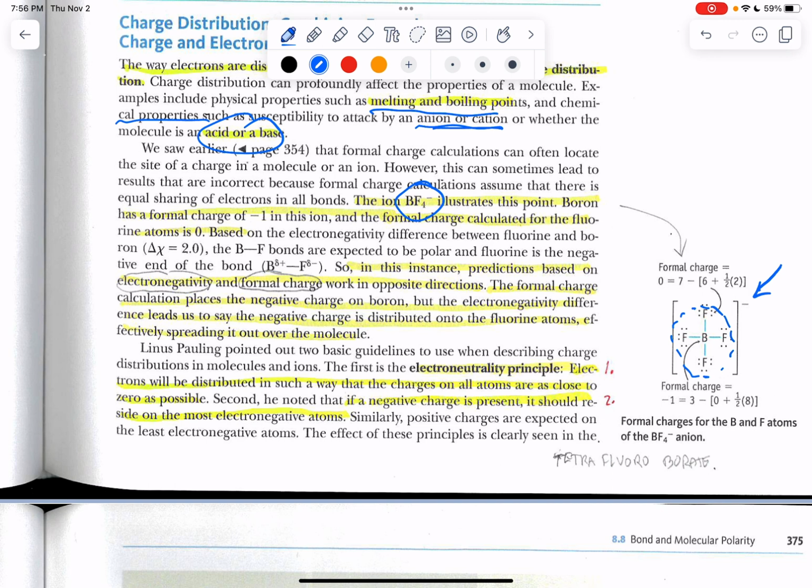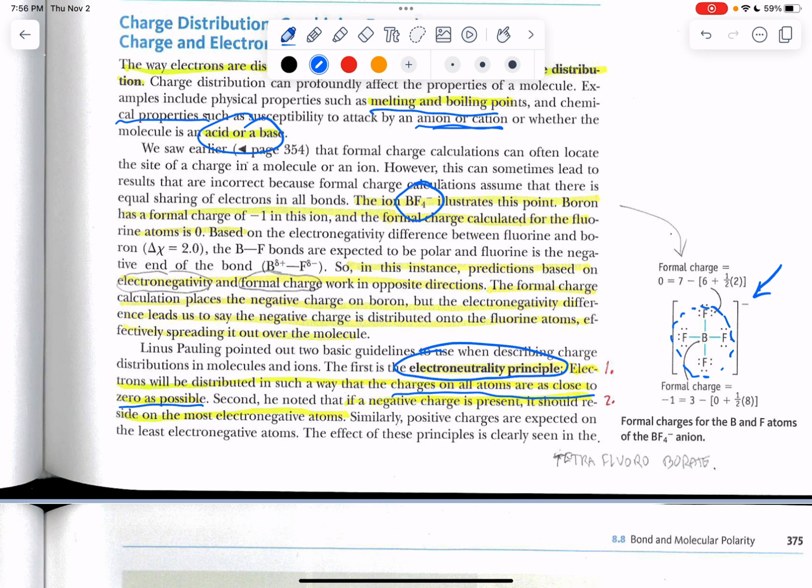So why, again, do we select electronegativity over formal charge as the best way to show charge distribution? Well, it makes a whole lot more sense. It's much more logical. And Linus Pauling turned it into a principle. He called it the electroneutrality principle. And there are 2 parts to this. Number 1, electrons will be distributed in such a way that the charges on all the atoms are as close to 0 as possible.